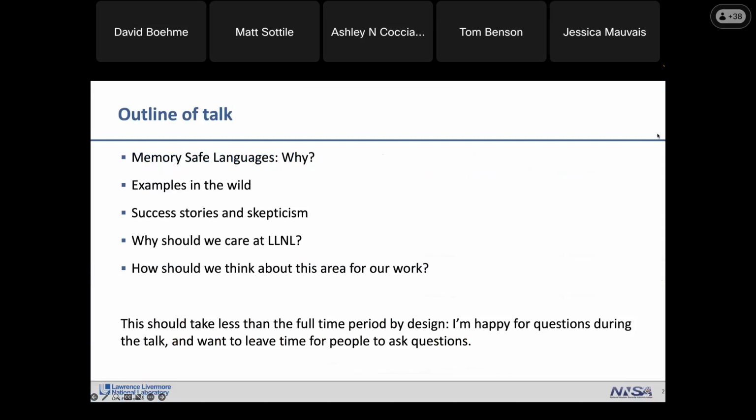So the overview of the talk. I'm going to talk a little bit about why we are even talking about memory safe languages and why they have come onto the radar a bit more strongly in the last few years. And then talk about some examples out there and some success stories. But also I wanted to share some skepticism that you hear about the languages from developers here and out in the community. And then the last part of the talk is the context of how we should think of these at the lab and what my thoughts are about how they should be applied to our work.